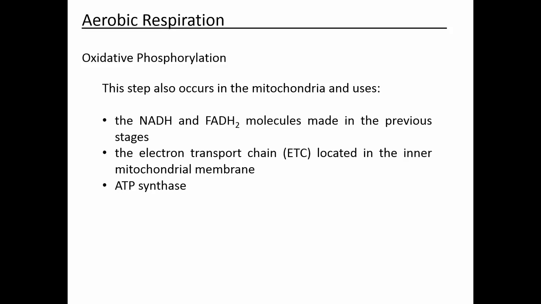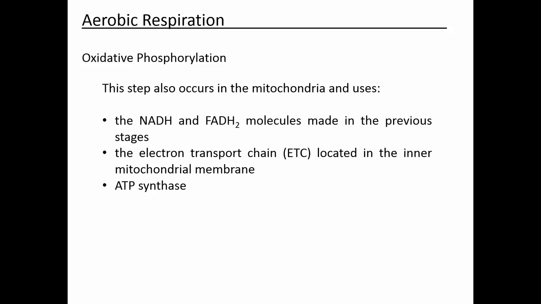Okay, so the last stage and probably the most complicated to understand is oxidative phosphorylation. The different things that you're going to need for oxidative phosphorylation is you're going to need the NADH and FADH2 molecules that you made in the previous stages, and they're going to be providing the electrons that you need for this process. So the electrons that they picked up in the previous stages are going to be used in this stage. You're also going to need an electron transport chain, which is going to be located in the inner mitochondrial membrane.